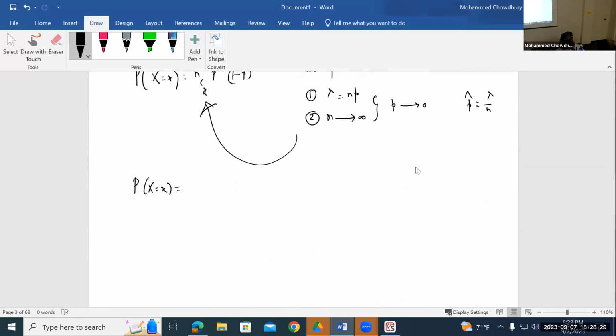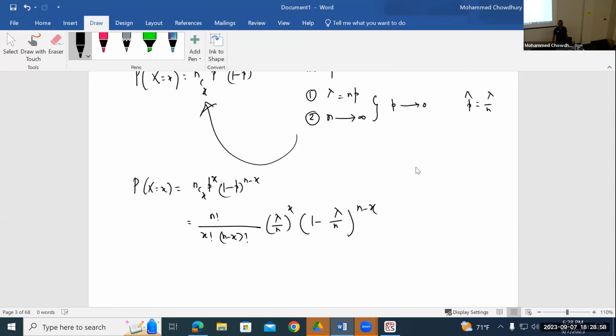Probability of x equals nCx p to the power x, 1 minus p to the power n minus x. Now nCx could be written as factorial n over factorial x, factorial n minus x. And then p could be written as lambda over n to the power x, and 1 minus lambda over n to the power n minus x. This is the way you can write all of your terms.